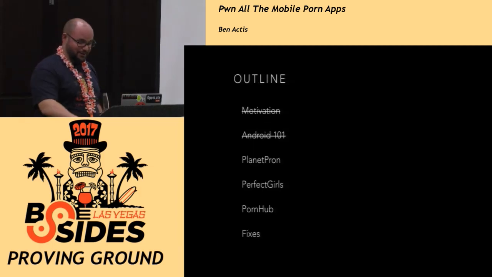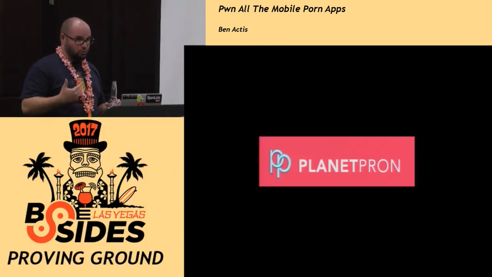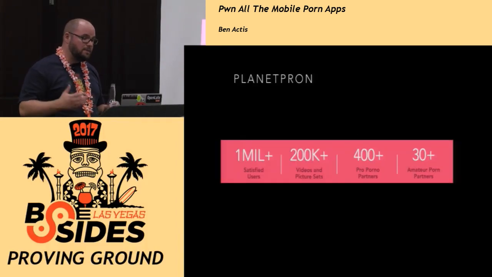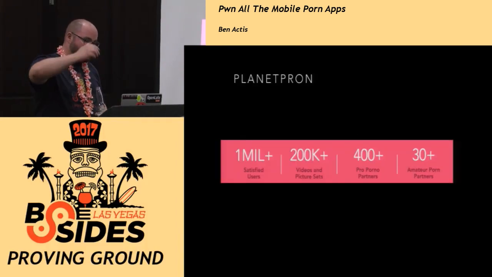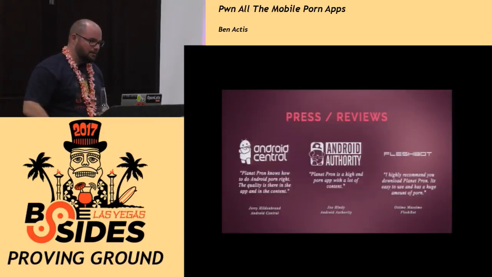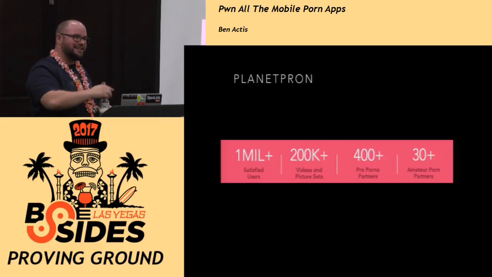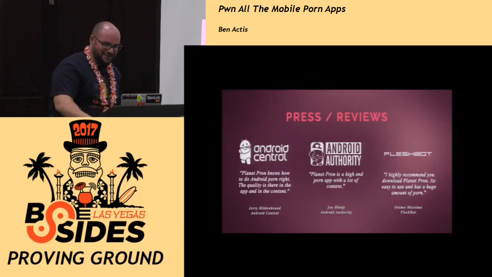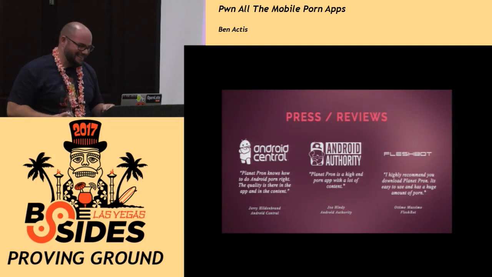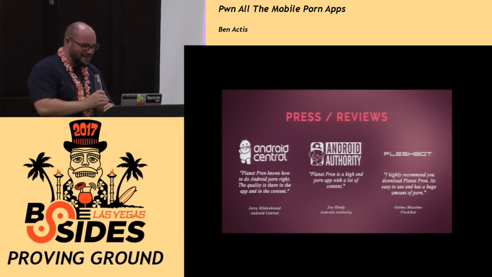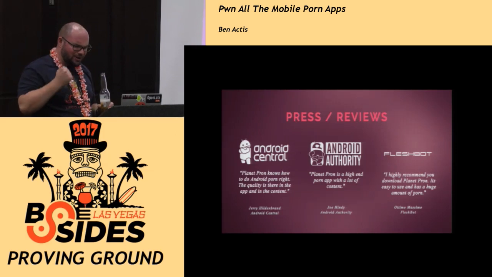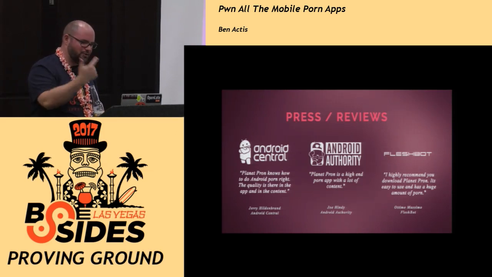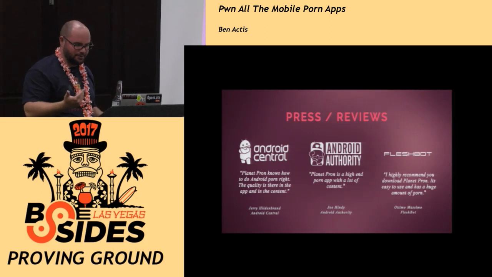So let's look at some vulns here. The first one is known as Planet Prawn. According to their website, they have 1 million satisfied users, 200,000 video and picture sets, 400 professional partners, 30 plus amateur partners as well. How many unsatisfied users? It says 1 million, which is funny because if you look at the tokens later, like the unique user IDs, we're not at 1 million. So anyway, it's true, right? Now maybe that changed since I reversed it, but anyway, Android Central says the quality is there in the app and the content. Android Authority gave them good reviews, and also Fleshbot too.